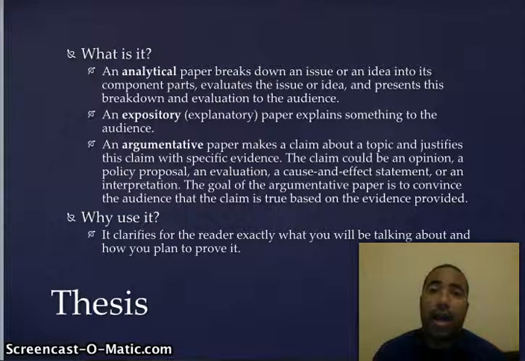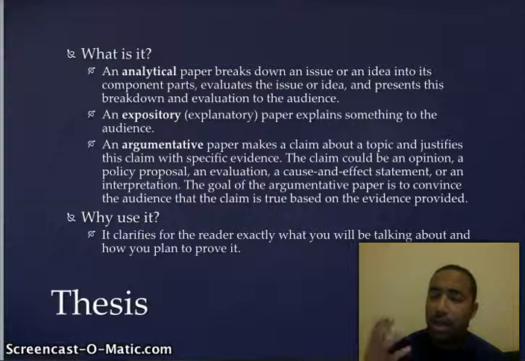So if you look at that definition, you have 2 different components. You have your claim, which is your idea, and then you have your support, your reason. So you have exactly what you're going to talk about and the ways in which you prove it. I like to also refer to it as the how and why, or the what and why. What exactly are you presenting to the audience, and why it is valid, and what points you are going to bring out to highlight that.